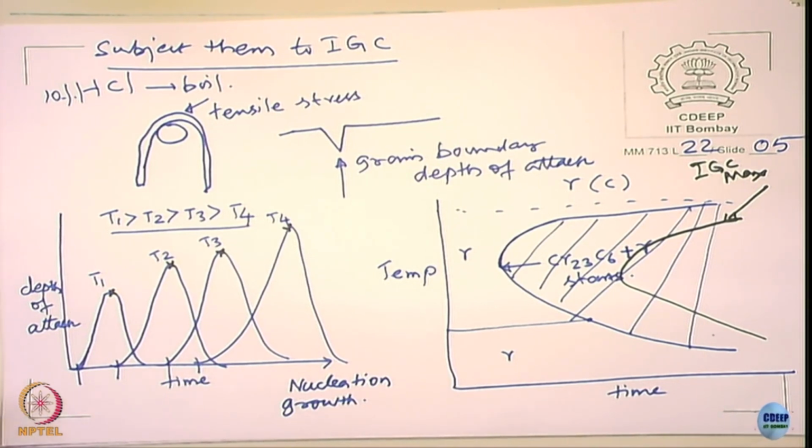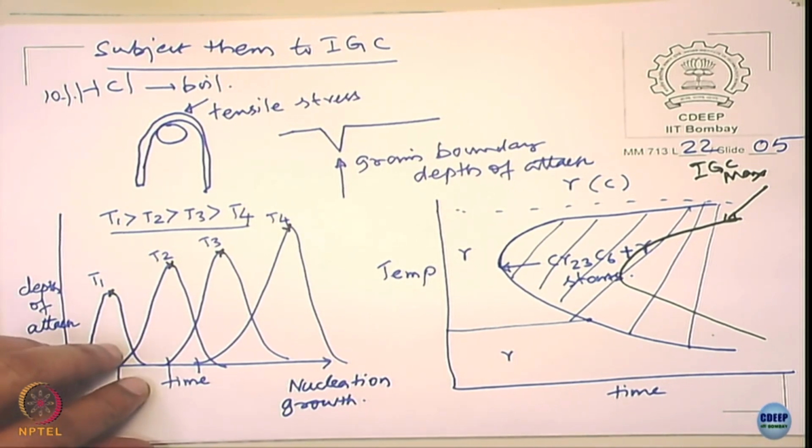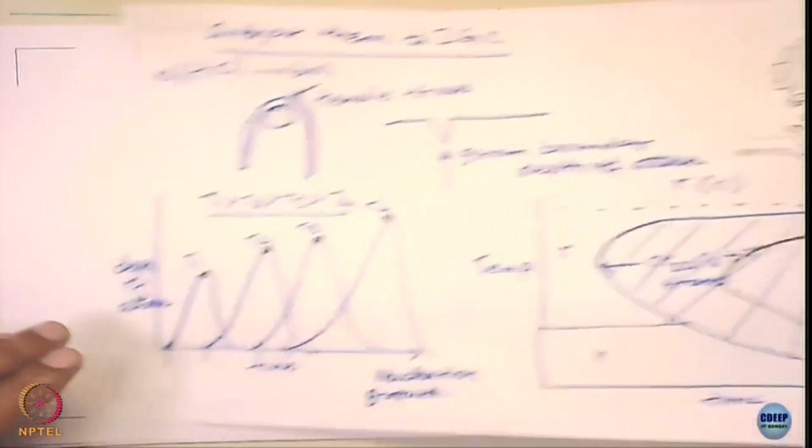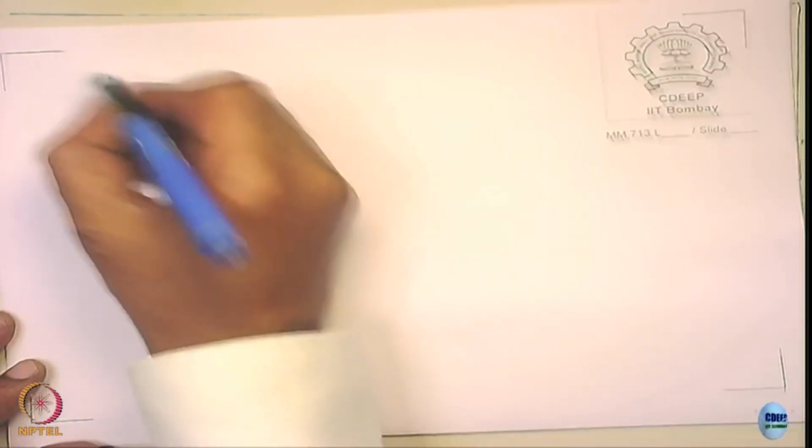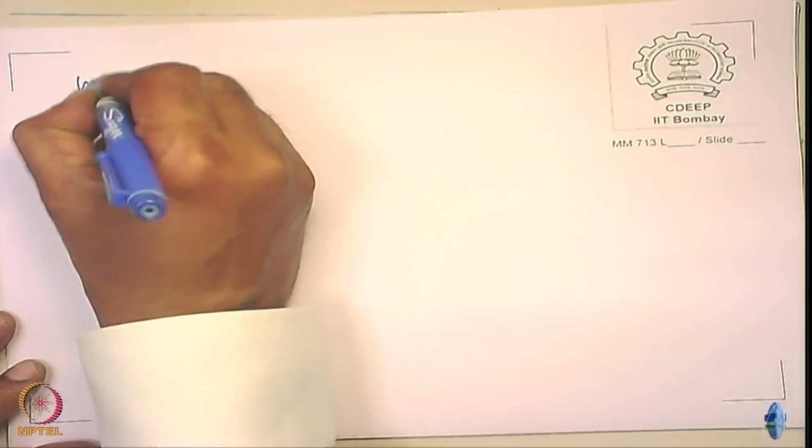So what does this really imply? What is the implication of that in alloy making? I will come back to this later. What is the implication of that? What are the implications?